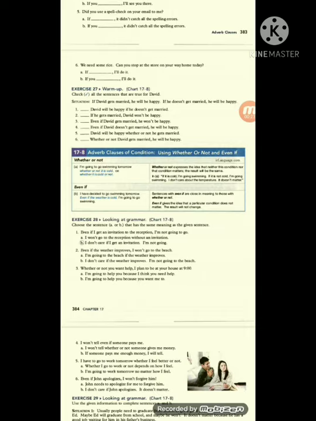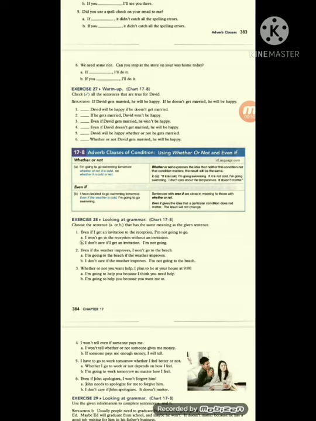Whether or not expresses the idea that neither this condition nor that condition matters; the result will be the same. In A, if it is cold, I'm going swimming. If it is not cold, I'm going swimming. So I don't care about the temperature; it doesn't matter.